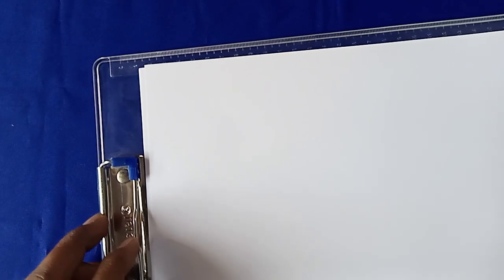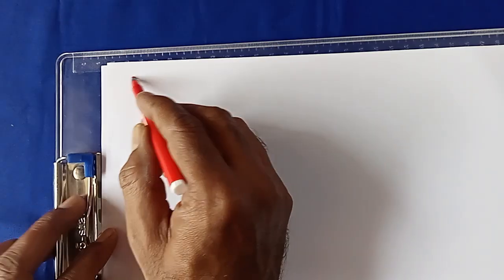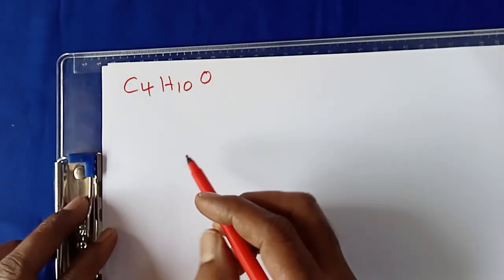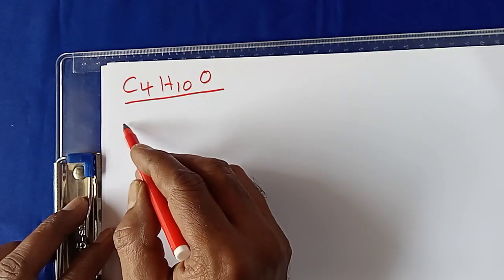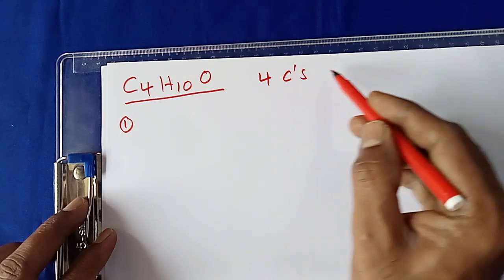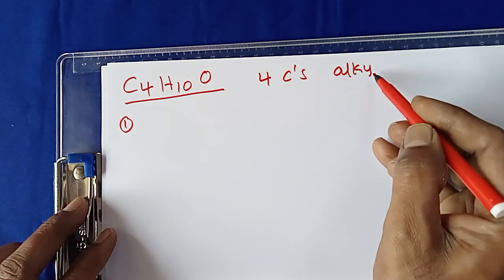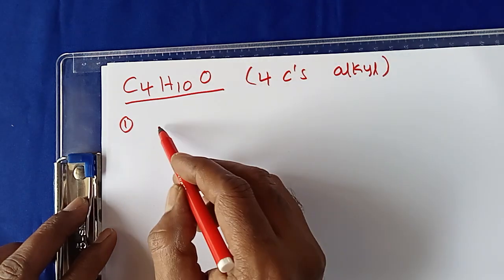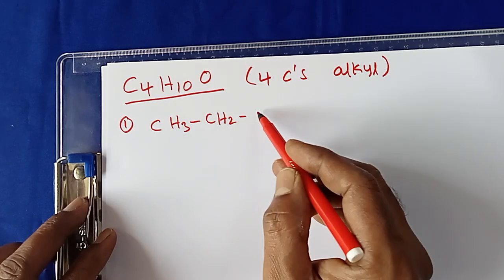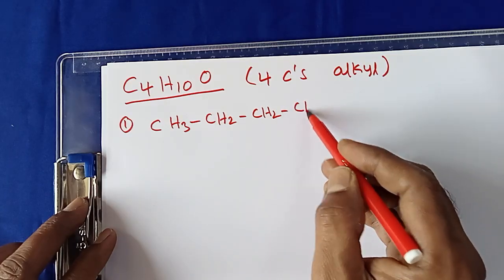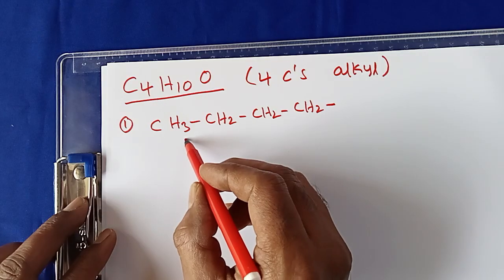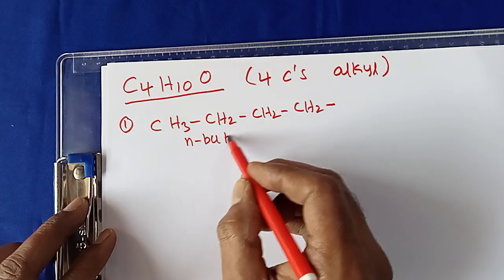So what is the formula given? C4H10O. Now, first according to the first basic concept, 4 carbon alkyl groups. Alkyl groups you write down. So one is CH3, CH2, CH2, CH2, N-butyl. What is this name? N-butyl.